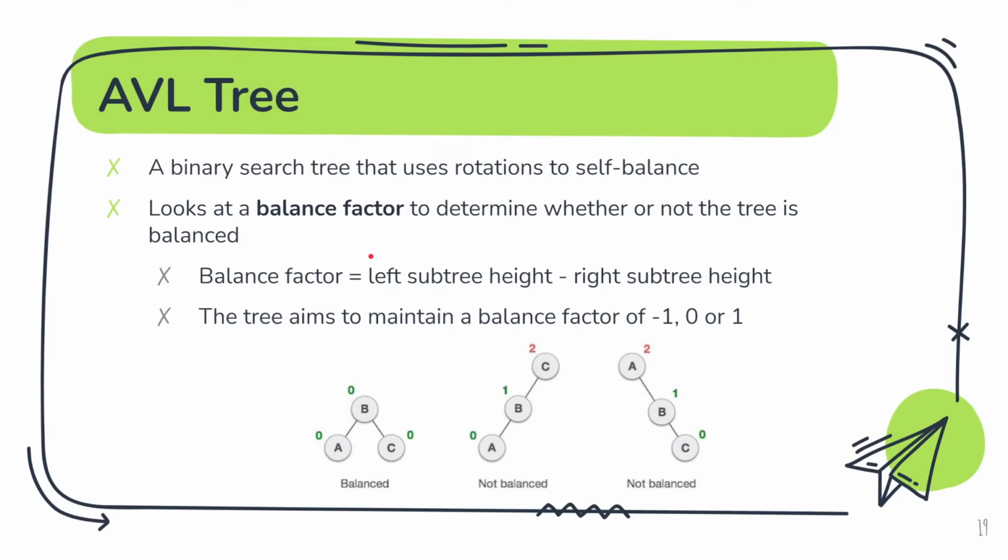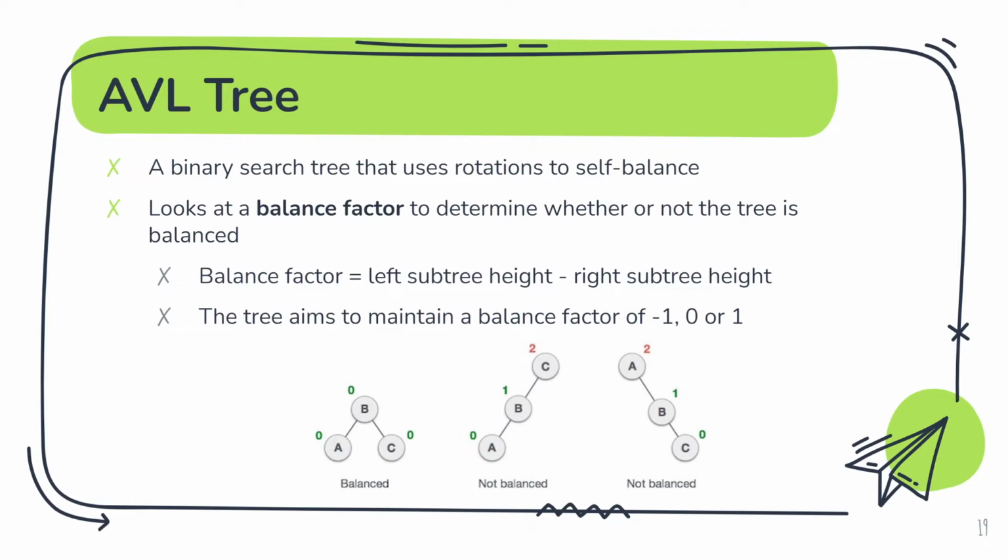To better understand the concept of rotation, we'll be taking a look at the AVL tree. AVL trees are essentially a binary search tree that uses rotations to balance itself. In other words, the tree ensures that we don't end up with the unbalanced binary search tree as we saw earlier.